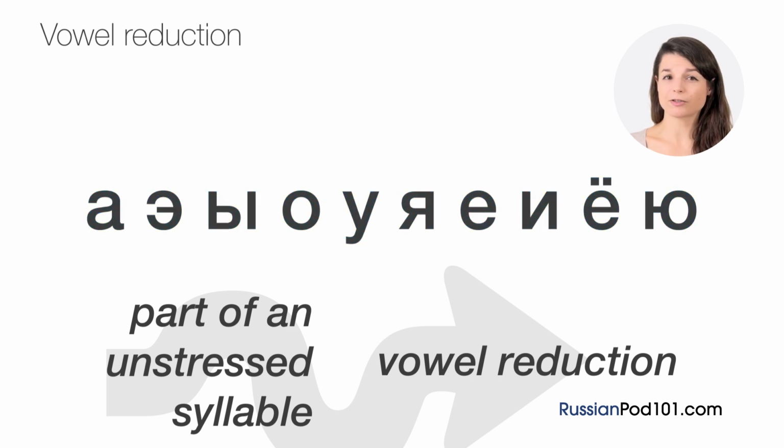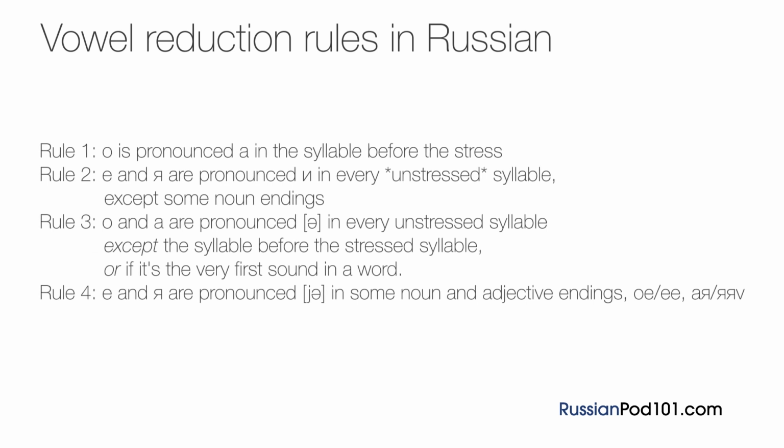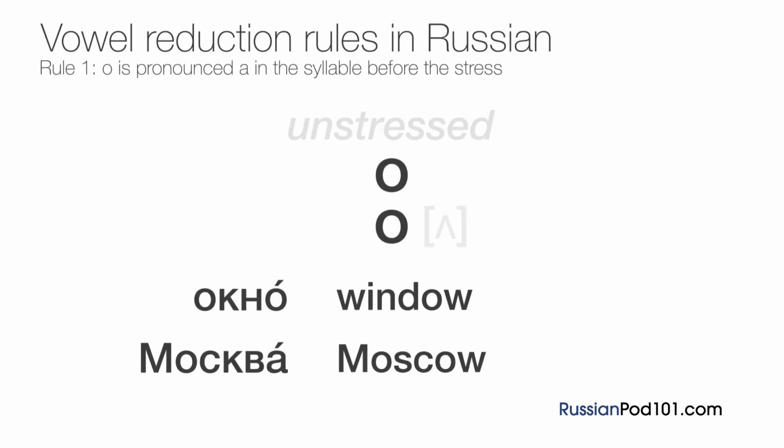And since you learned about stress in this lesson, identifying the unstressed syllables should be easy. The good news is that a handful of Russian vowels will remain unchanged, so these rules will not apply to them. We have 4 reduction rules in Russian. Rule number 1. When unstressed, О will sound like А if it's in the syllable immediately before the stressed syllable.